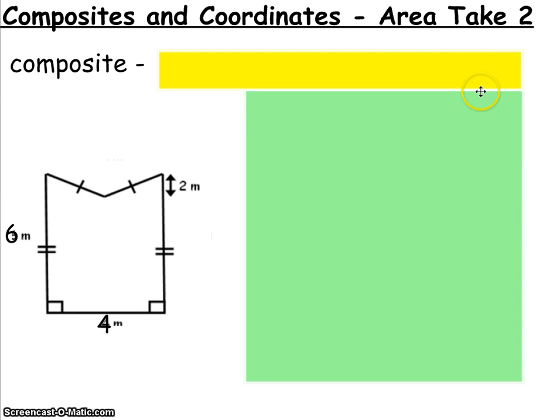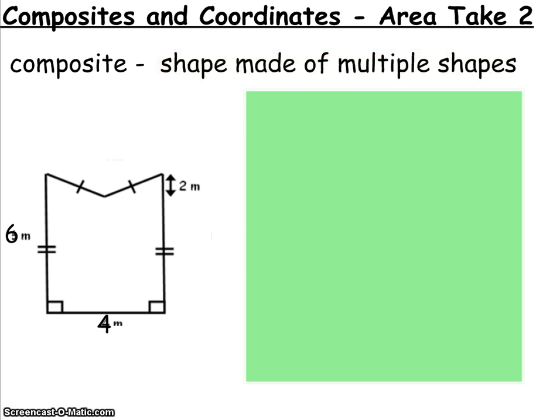So our next topic is going to be on composite and coordinate areas. Composite is just a word that means a shape made out of multiple shapes. So you may see a figure that has rectangles, triangles, circles, different things like that. The figure below is something that shows that. There are actually quite a few ways to solve the problem, so I'm going to show you two different strategies in order to find the answer.